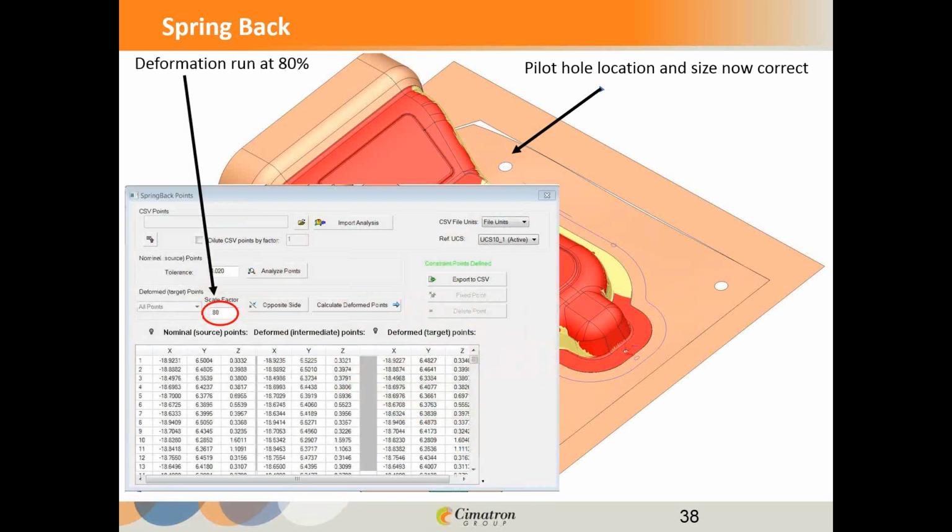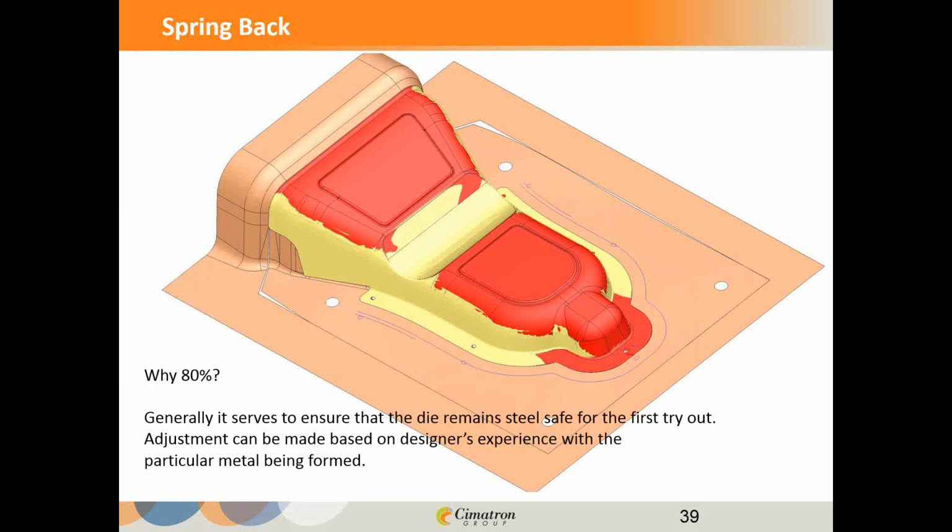So here this time, now having put the pilot hole in and looked at the result, I've changed the simulation again, and this time instead of using 100% of the expected springback, I'm only using 80%. Now this is just a general guideline rule. You can work with it that way if you want. You don't have to.